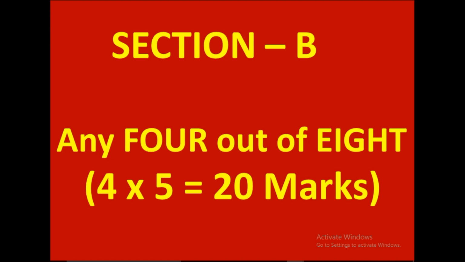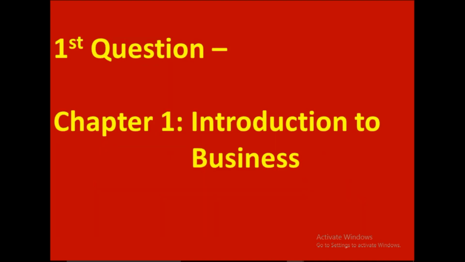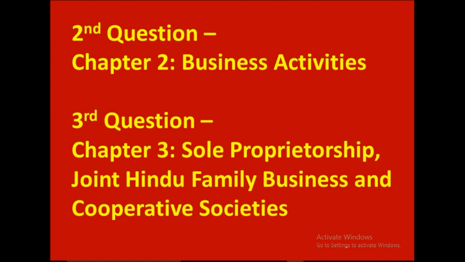Section B contains 8 questions. Out of these 8, any 4 you have to attempt. Each question is for 5 marks. 4 into 5, 20 marks. First question comes from chapter 1, Introduction to Business. Second question comes from chapter 2, Business activities. Third question comes from chapter 3, Sole proprietorship, joint Hindu family business and cooperative societies.